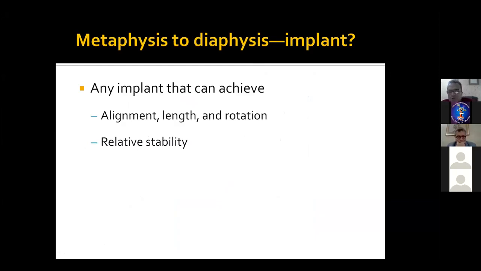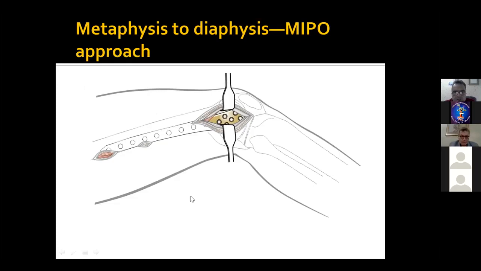What implant do we use? We use any implant that can achieve alignment, length, and rotation, and relative stability. In this way, we may use an intramedullary nail or a bridge plate. The bridge plate we use through a MIPO technique. We have just opened this part for exposure and management of the articular fracture. We slide the plate in a submuscular extraperiosteal way, and we do limited incisions over the relevant screws that we are going to use to fix the plate to the shaft.